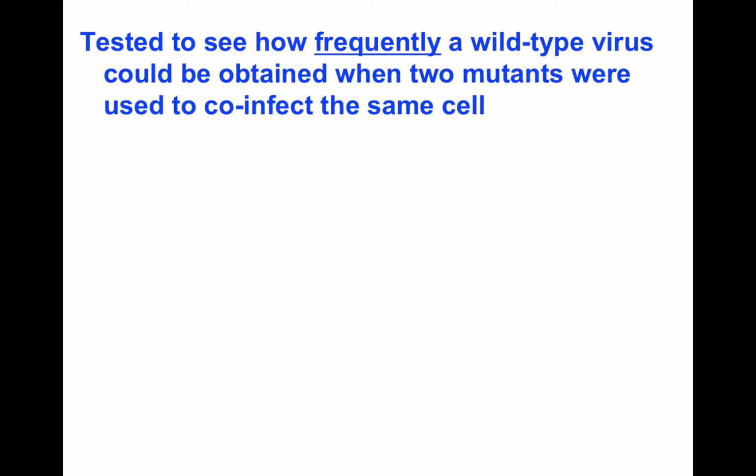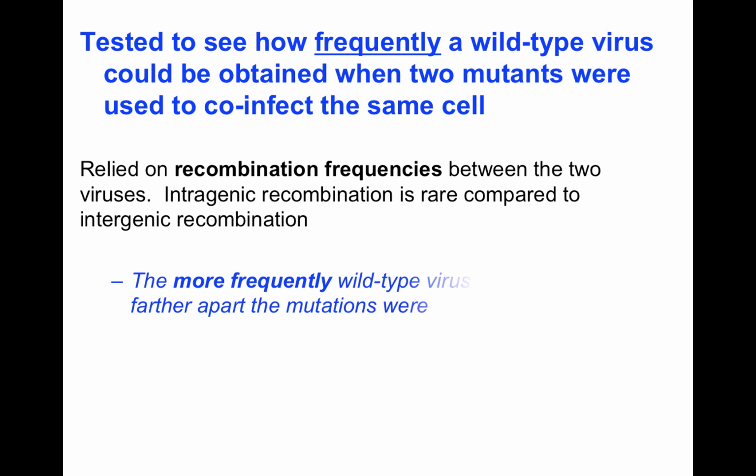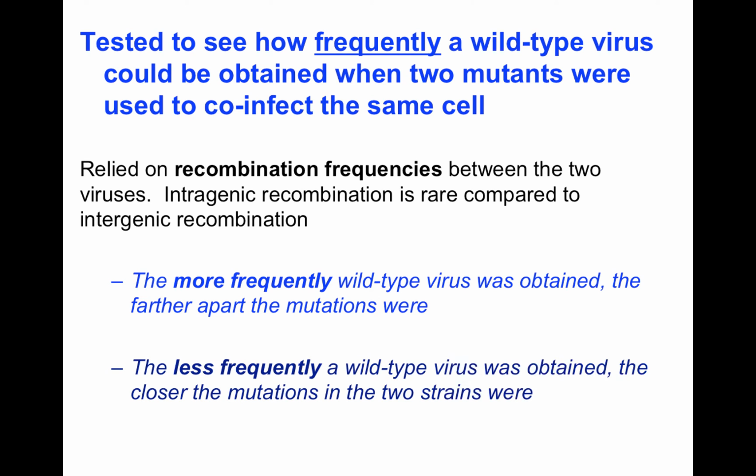Okay, so he wanted to test to see how frequently a wild-type virus could be obtained when 2 mutants were used to co-infect the same cell. He relied on recombination frequencies between the 2 viruses. Intragenic recombination is a rare event compared to intergenic recombination. The more frequently wild-type virus was obtained, the farther apart the mutations were, because you had more of a chance to get a recombination event when 2 mutations are far apart. The less frequently a wild-type virus was obtained, the closer the mutations in the 2 strains were.